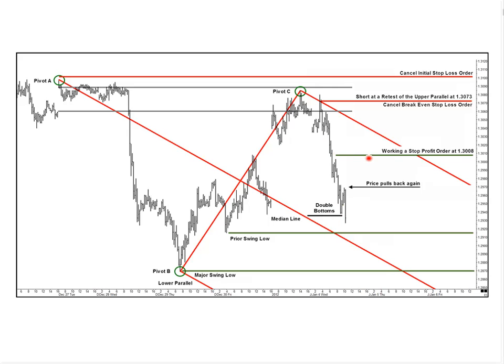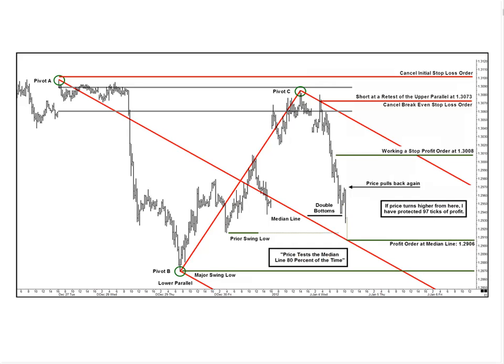Now I am working a stop profit order at 130.08, but look where we are. We're at 129.30. I'm leaving a lot of money on the table, 70, 80 ticks sitting there if I leave my stop there. We call this dynamic risk reward. My risk reward is turned on its head now, because look at how close I am to the prior swing low and the median line. I don't know, 20, 30 ticks away, but I'm willing to risk 80 to make those 20 or 30? No, that's backwards. That's wrong.